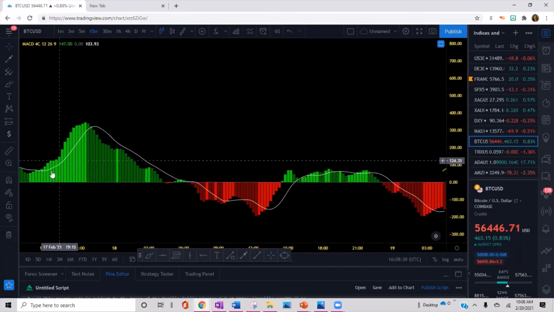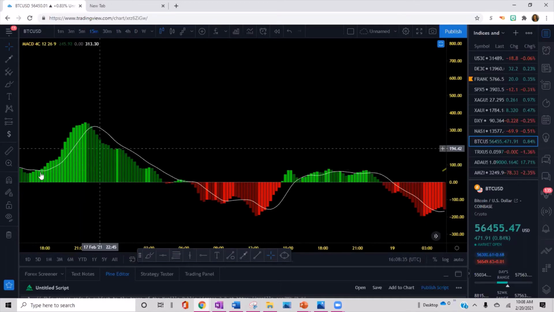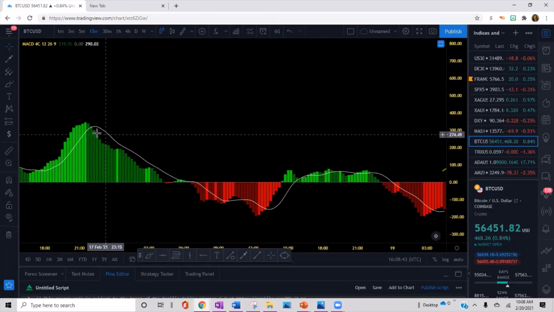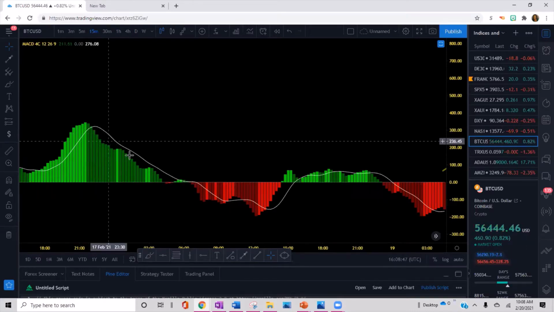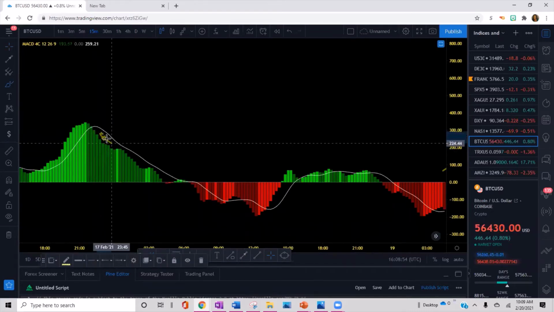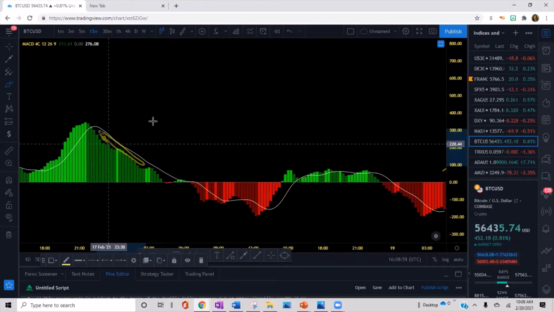This white line right here is called your signal line. This is super important because your signal line does one thing to let you know that it's a solid move. It does two things, rather. It allows you to see airspace. And if you don't know what the airspace is, I will color it in for you. This is airspace. That little black area in there where the histogram does not meet the signal line.